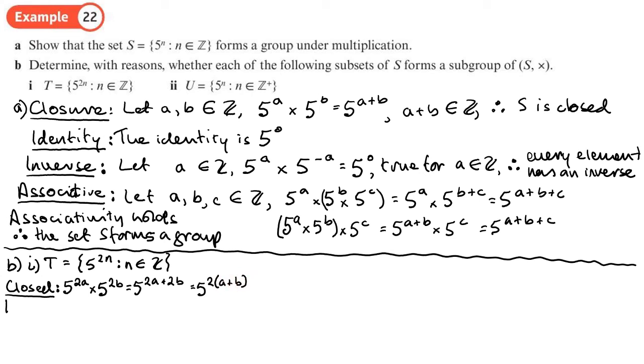Okay, so now let's look to see if there's an identity. Okay, so the identity is going to be the same as before. The identity is going to be like multiplying by 1. So 5 to the power 2 times 0. Okay, that's of the same type, so we've got an identity. Inverse.